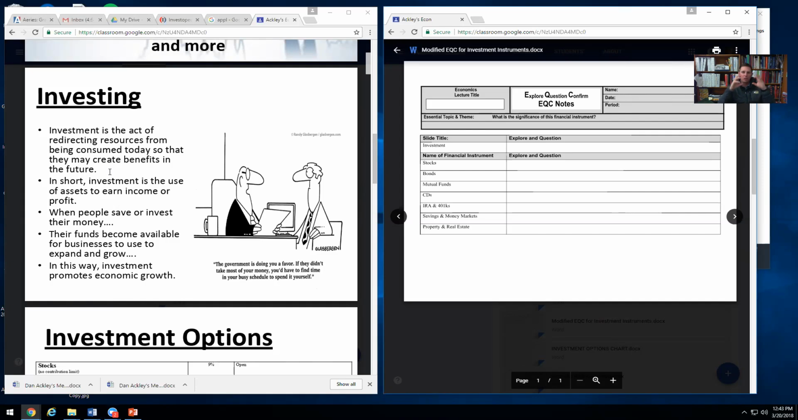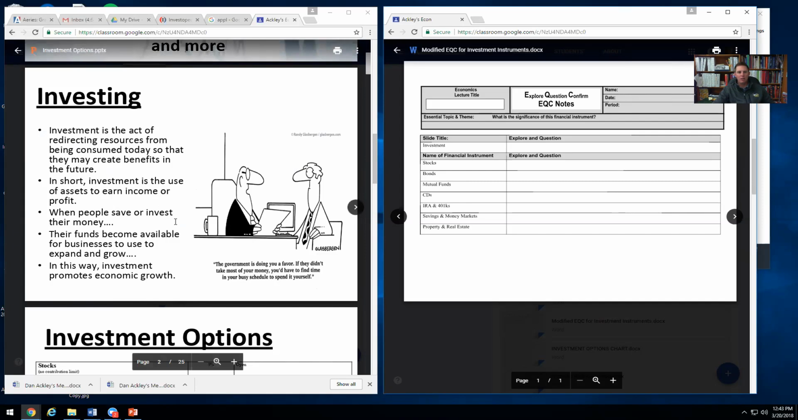That is, foregoing consumption or spending today and saving for our future, for our retirement. Okay? So that's what investing is, and there's a series of ways to do that, and as you see over here, all the different options are here, and all the different options are going to be listed on this next slide. In short, investment is the use of assets to earn income and profit.